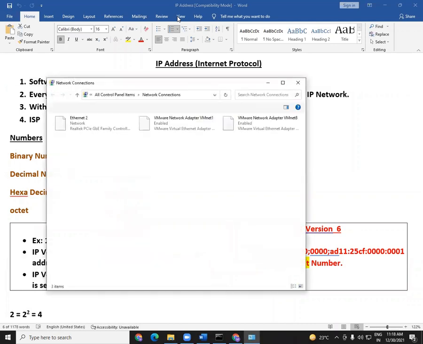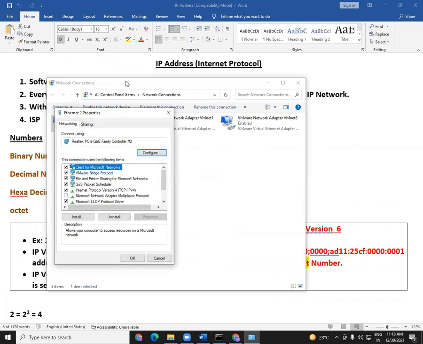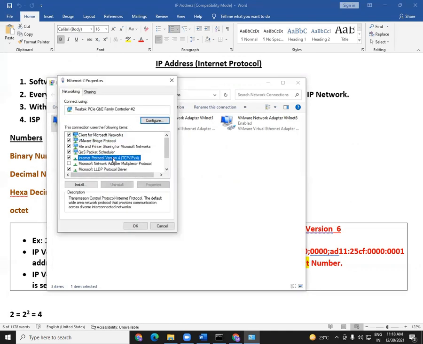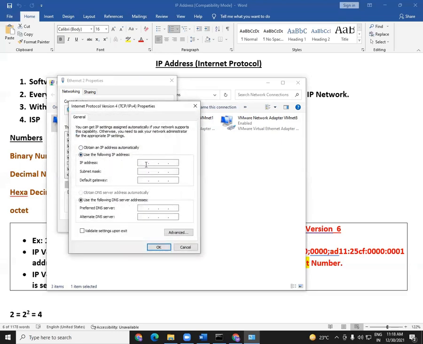I'll show all these things in detail in the MCSE class as well as in the coming CCNA classes, how to assign IP addresses. Okay, so go to this Ethernet, right click on this Ethernet, go to properties. And once you go to properties, there is something called IP version 4. Click on this IP version 4, then go to properties. And this is the place where you can assign the IP address. Right now, I'm assigning the IP address as 1.2.3.4. So this will become my IP address in this computer, 1.2.3.4.